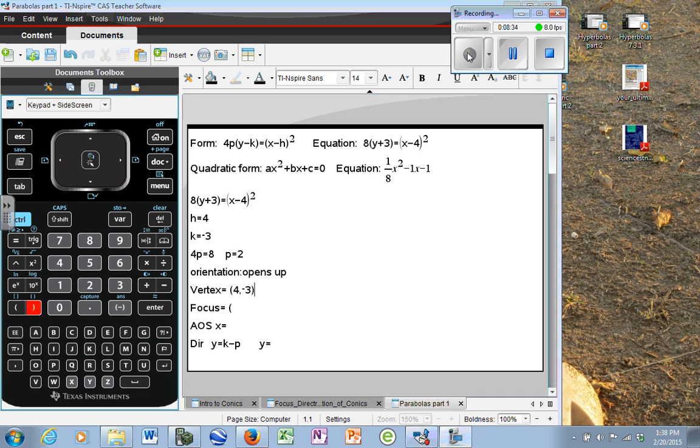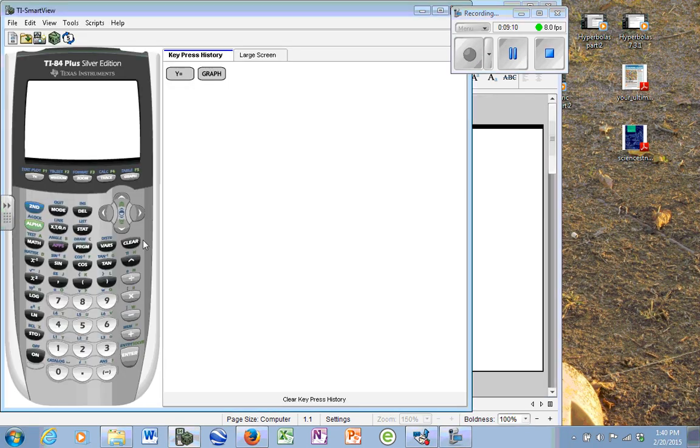Vertex. It's h and k. The focus. That's h and k plus p: 4, negative 1. Axis of symmetry: x equals h. And the directrix, k minus p, or negative 5. And now you've got all these things that you can use to draw the parabola.